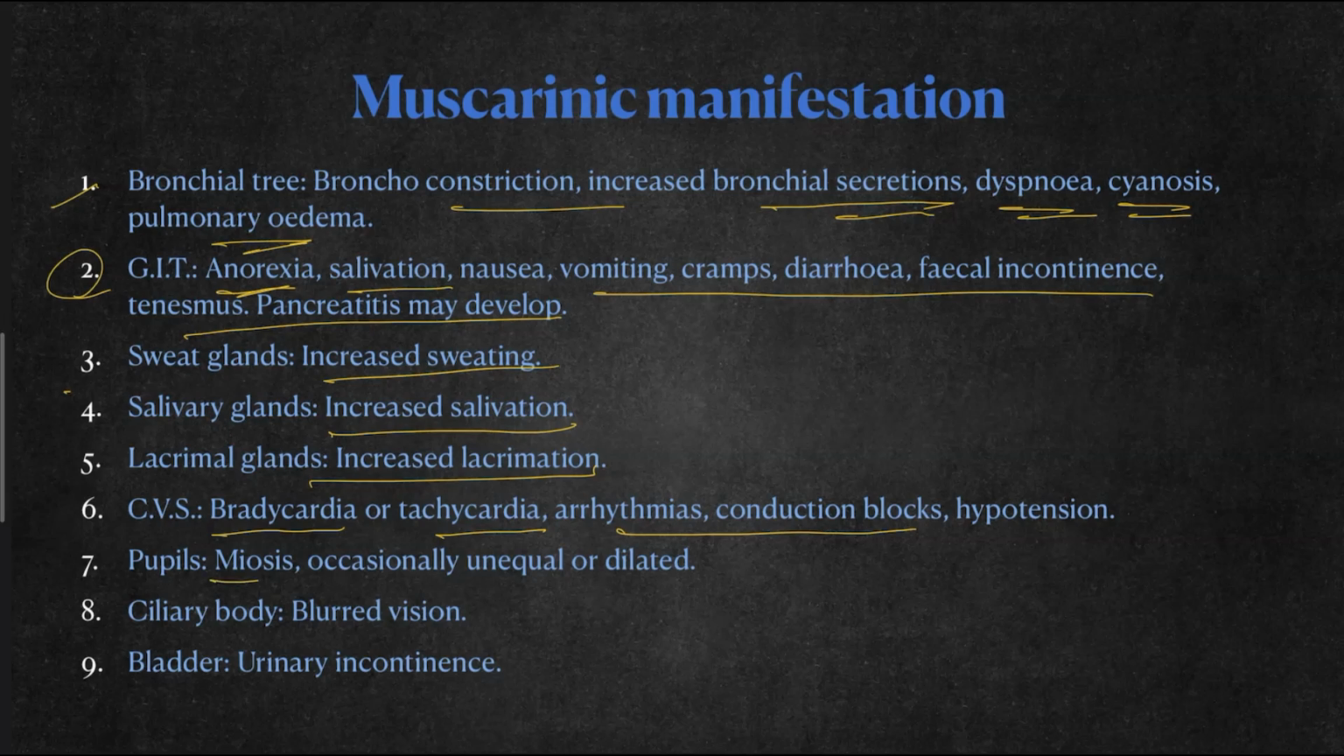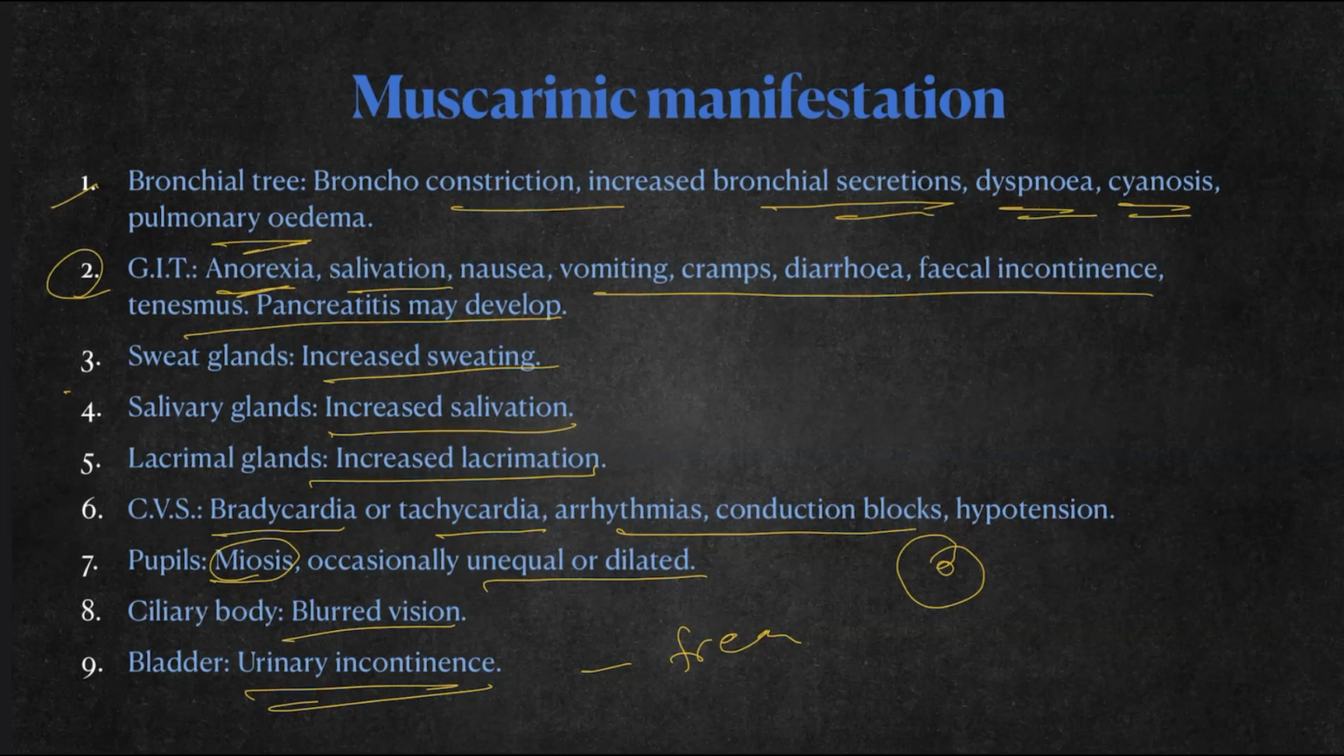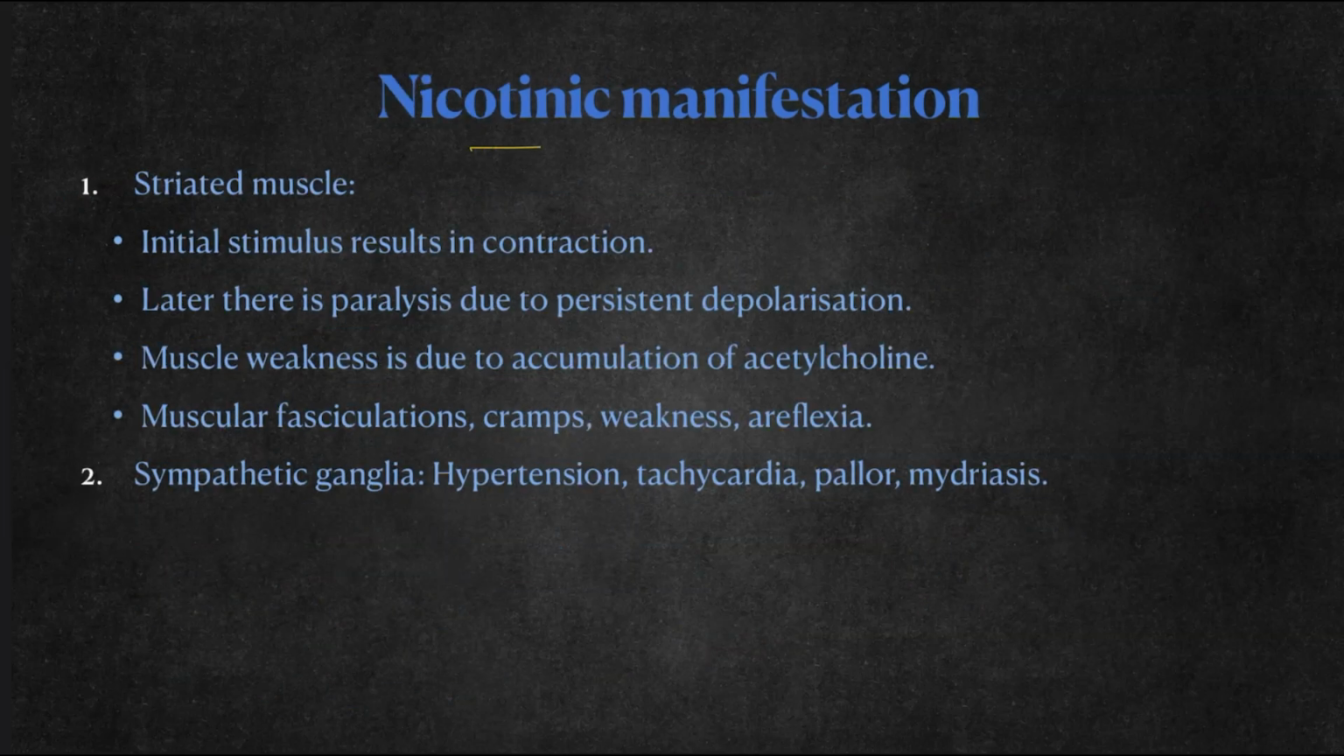In the pupils it may cause miosis. This is one of the important findings, that is constriction of pupils. The pupils become constricted, occasionally unequal, and may also become dilated. The ciliary body shows blurred vision, and the bladder causes urinary incontinence. The person may urinate frequently without any provocation. Incontinence will be seen.